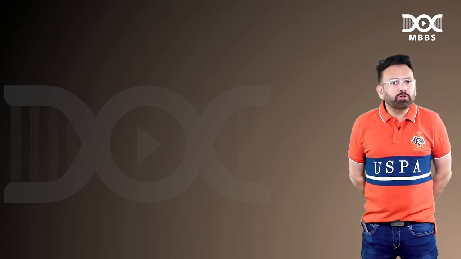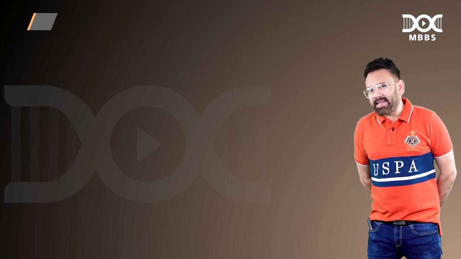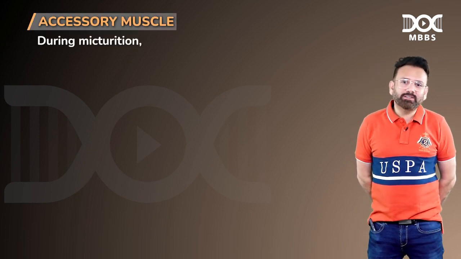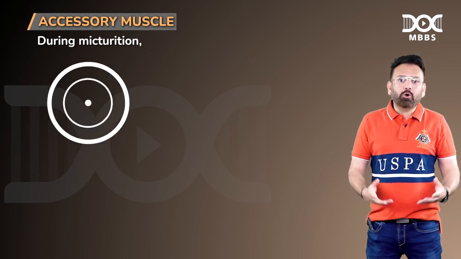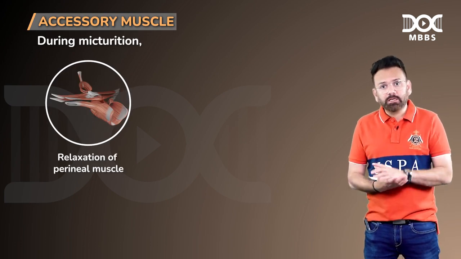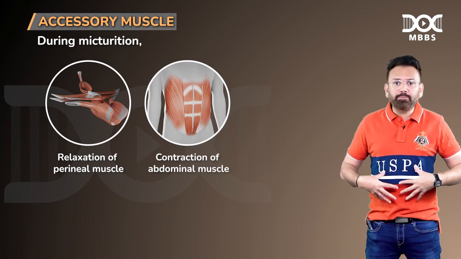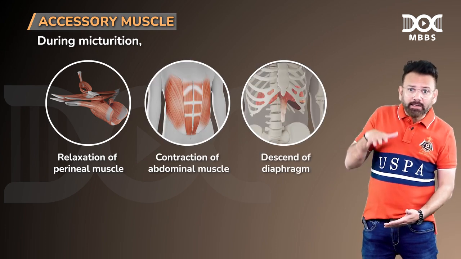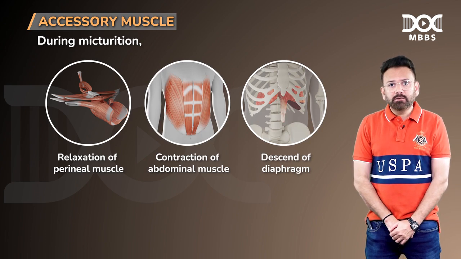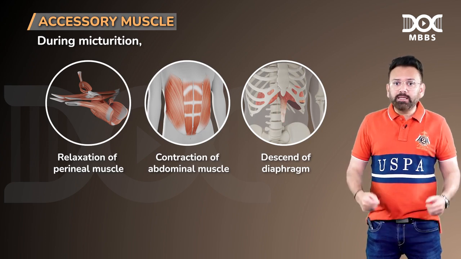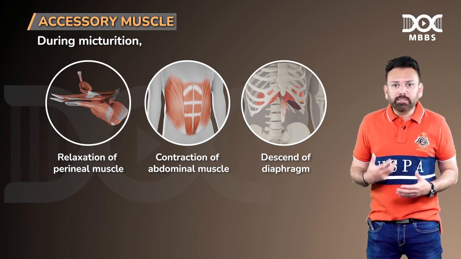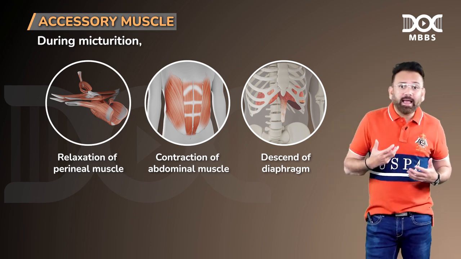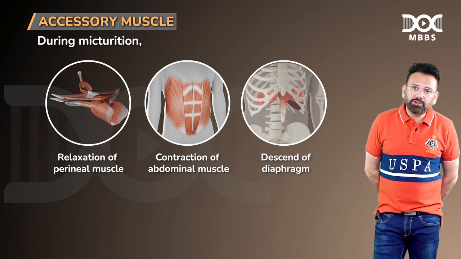Now, sometimes they ask you in the viva, are there any accessory muscles during micturition? Can they help in the micturition process? Yes. By causing relaxation of the perineal muscle, by contraction of the abdominal muscle, descent of the diaphragm helps in micturition. And sometimes you hold your breath with a closed glottis. So these are the accessory muscles during micturition.